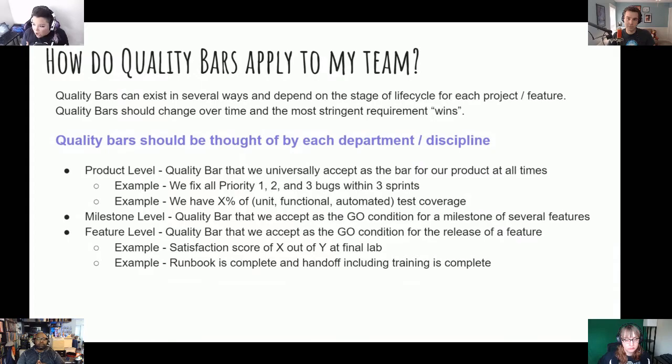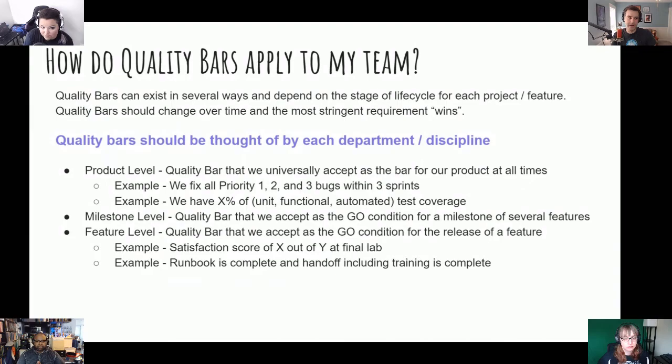That's fine. Also, regarding quality bars, if you can't see the slide, if you're listening, I'm going to describe what's going on here. We have several different ways of looking at quality bars, and you need to pick the one or the several that work for you. So I have product level quality bars. They're quality bars that we universally accept as the bar for our product at all times.